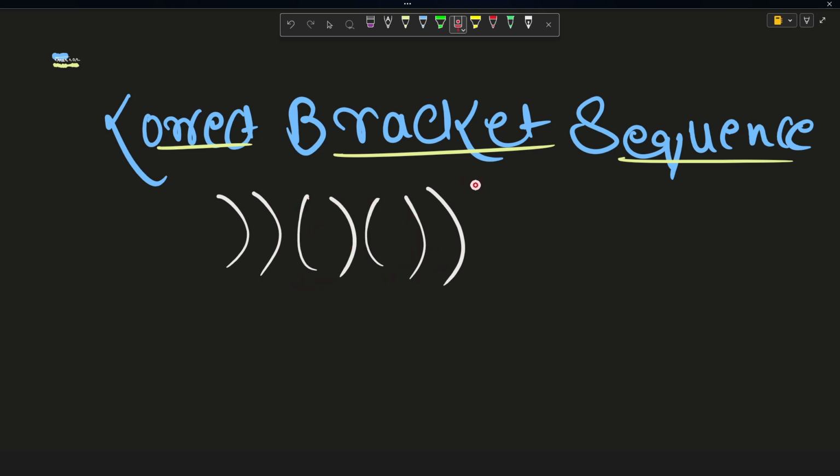But there is one more thing to understand about the meaning of a correct bracket sequence. So now consider this example. I have extended the given string a little bit, right? Now if I ask you what are the correct bracket sequences present in this example, you can tell me that this is a correct bracket sequence, this is a correct bracket sequence, this is a correct bracket sequence, and this is a correct bracket sequence, right?